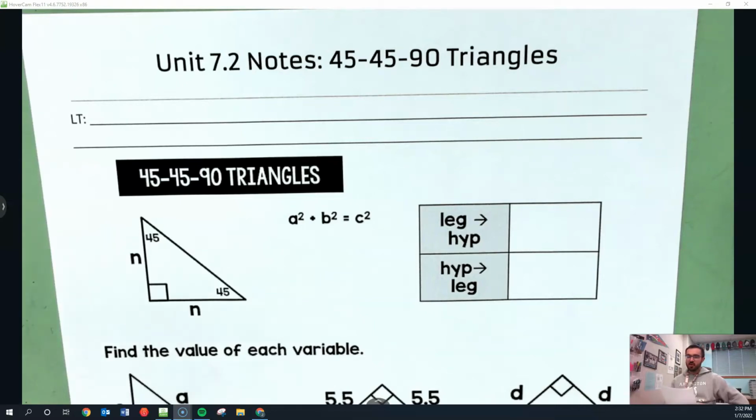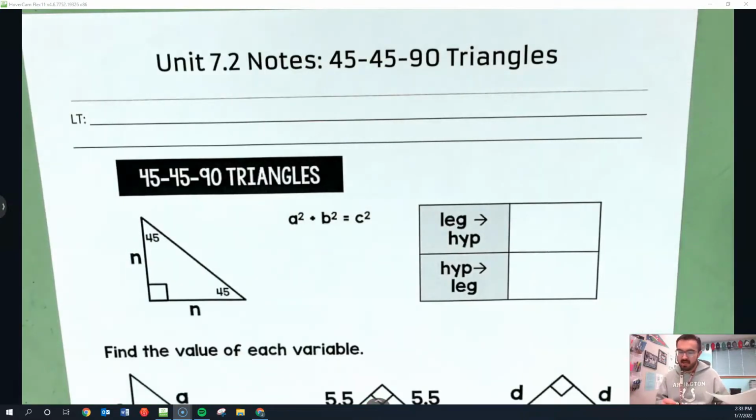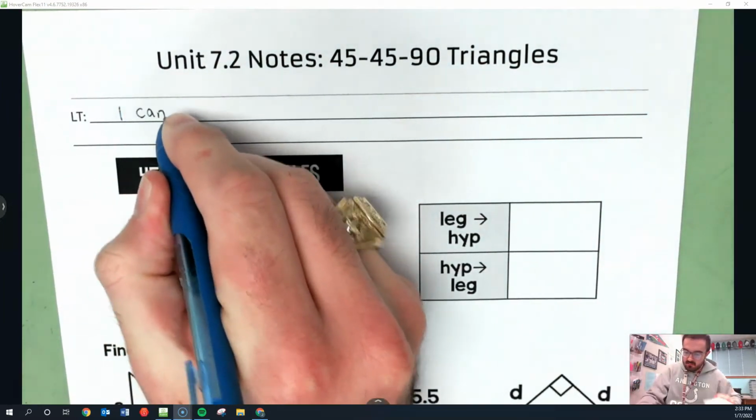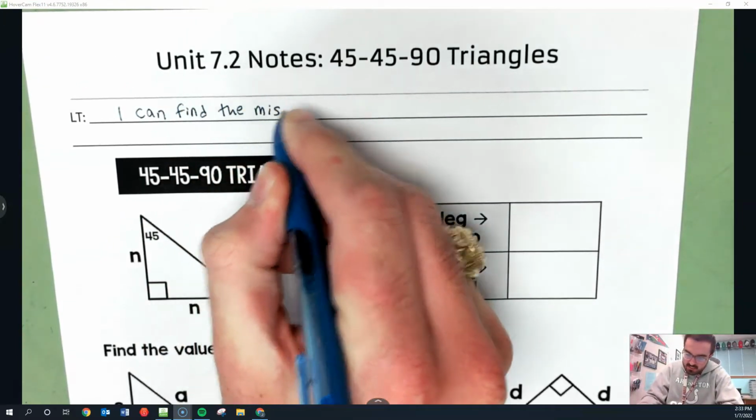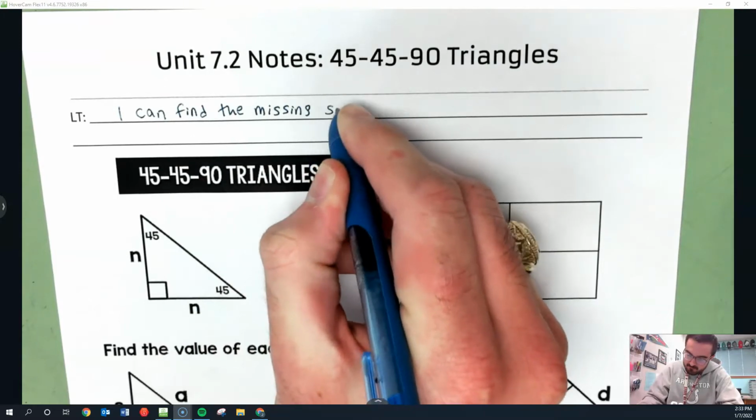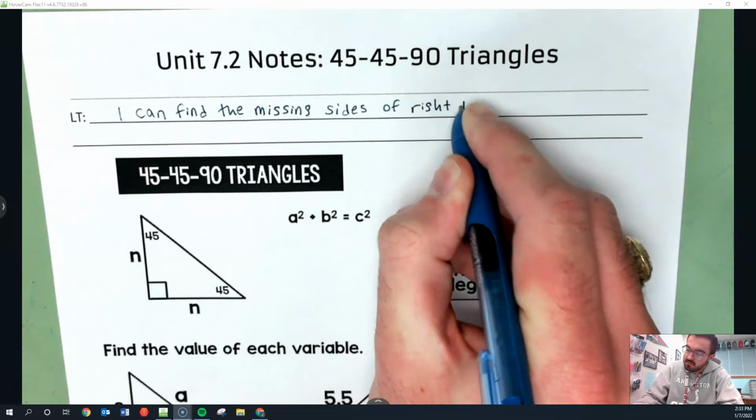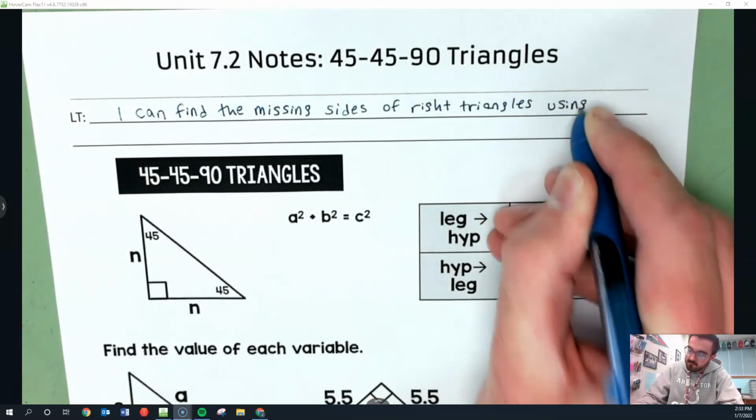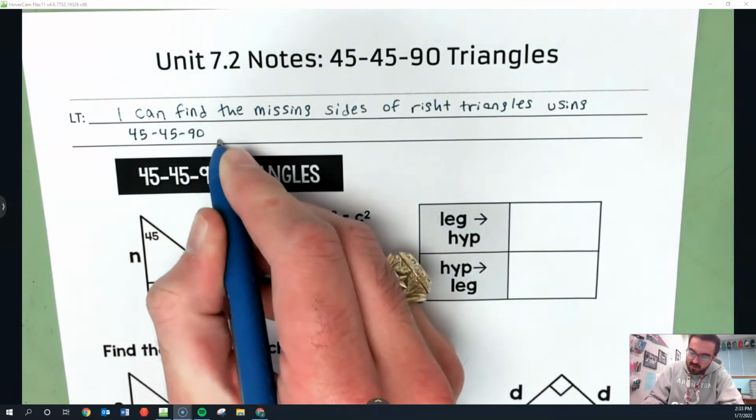All right, guys, this is the Unit 7.2 notes. This is in this packet on page 7. So today's learning target is: I can find the missing sides of right triangles using 45-45-90 properties.